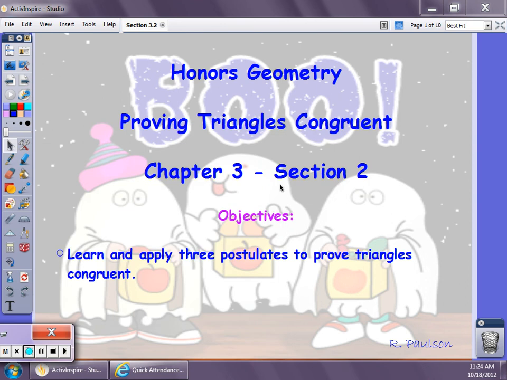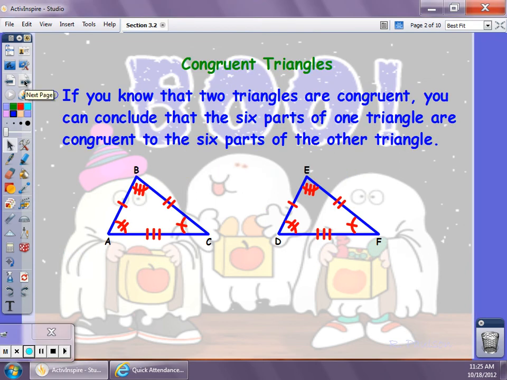Today's honors geometry lesson is on proving triangles congruent, Chapter 3, Section 2. Our objectives for today are to learn and apply 3 postulates to prove triangles congruent. If you know that 2 triangles are congruent, you can conclude that the 6 parts of one triangle are congruent to the 6 parts of the other triangle.